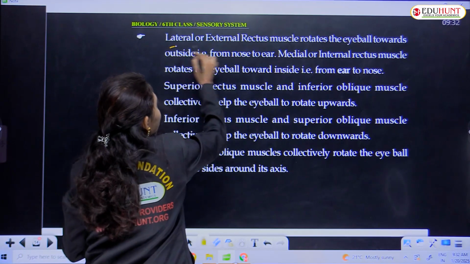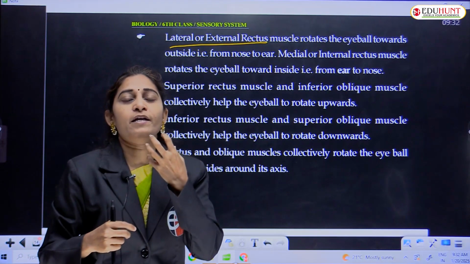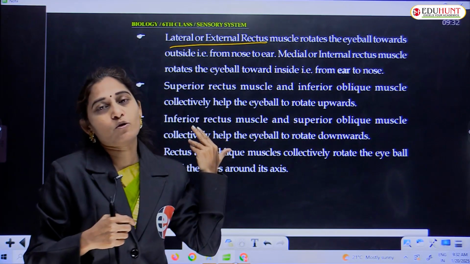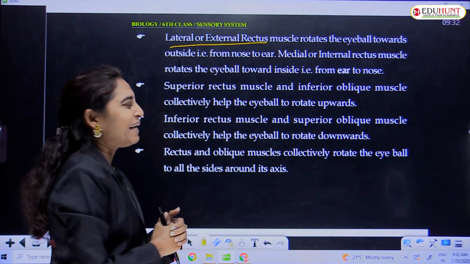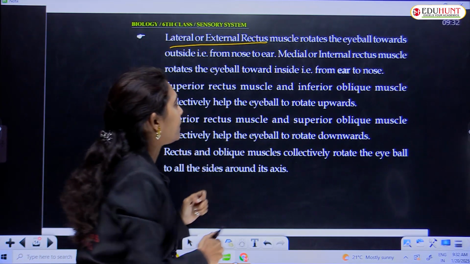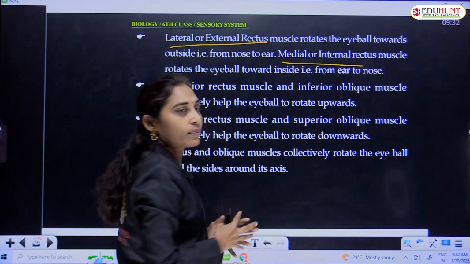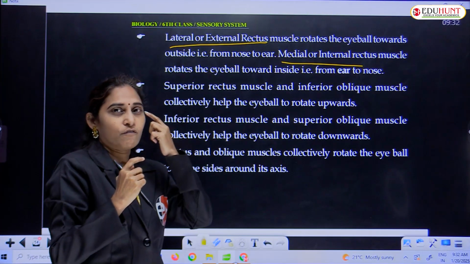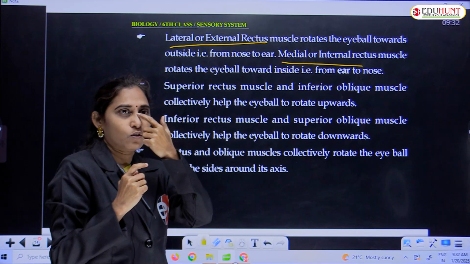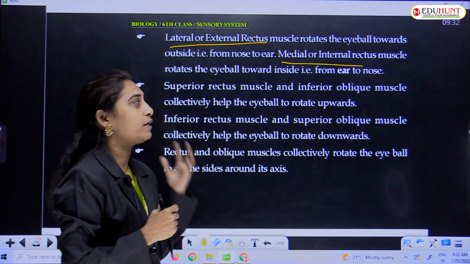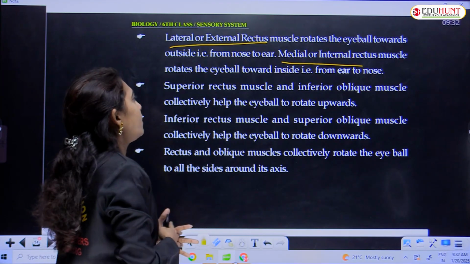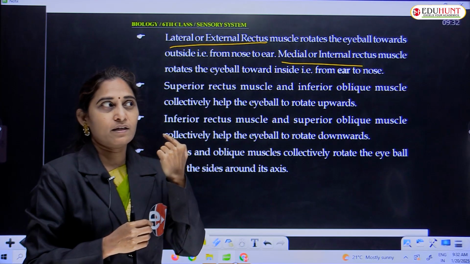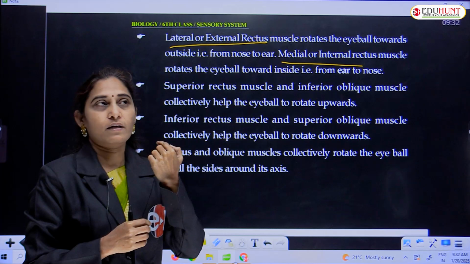Lateral or external rectus muscles help in rotation of eyeball towards out, that is away from the nose, towards the ear. And medial or internal rectus muscle works in the opposite direction, that is from ear to nose, like this. Ear to nose, that is inner movement. It rotates the eyeball towards inside, that is from ear to nose. Okay.